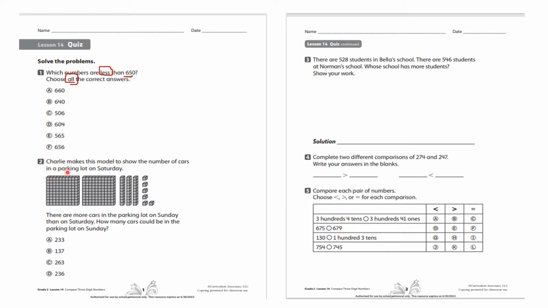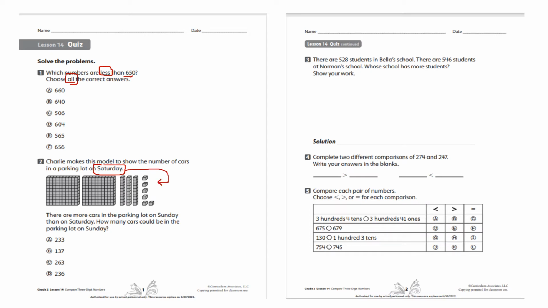It says Charlie makes his model to show the number of cars in the parking lot. And here is his model. There are more cars in the parking lot on Sunday than on Saturday. How many cars could be in the parking lot on Sunday? Boys and girls, there's only one correct answer here. Let's look at this carefully. He says that he is making the model on Saturday. So this is the model for Saturday.